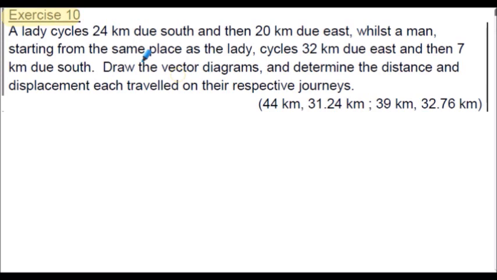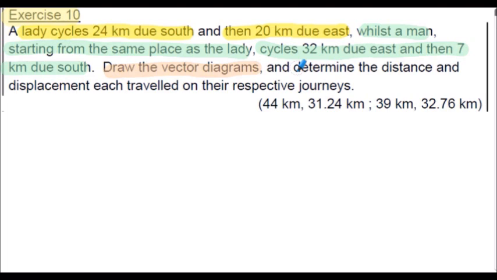Exercise 10. A lady cycles 24 kilometres due south and then 20 kilometres due east, whilst a man, starting from the same place as the lady, cycles 32 kilometres due east and then 7 kilometres due south. We're asked to draw the vector diagrams and determine the distance and displacement each cyclist travelled on their respective journeys.